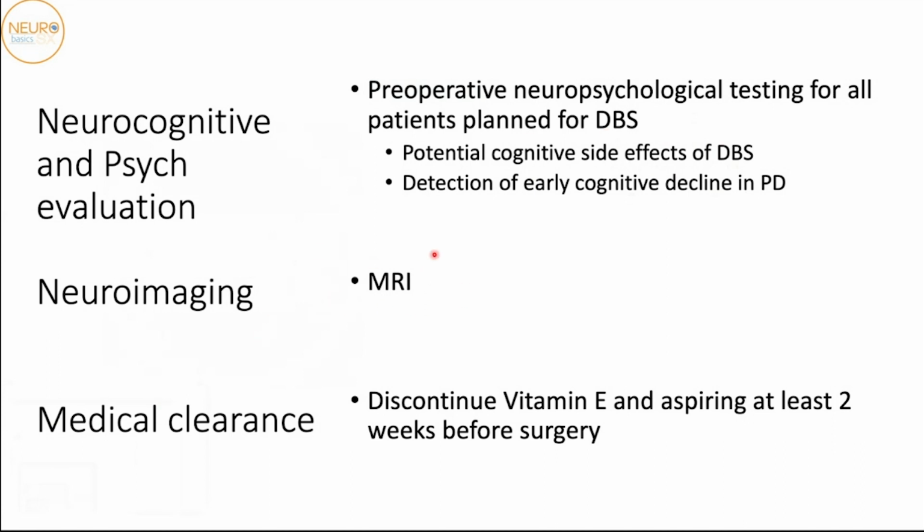All patients undergoing DBS for PD need to undergo an MRI before surgery. And for a lot of these patients, it is important to stop vitamin E and aspirin at least 2 weeks before they undergo DBS.